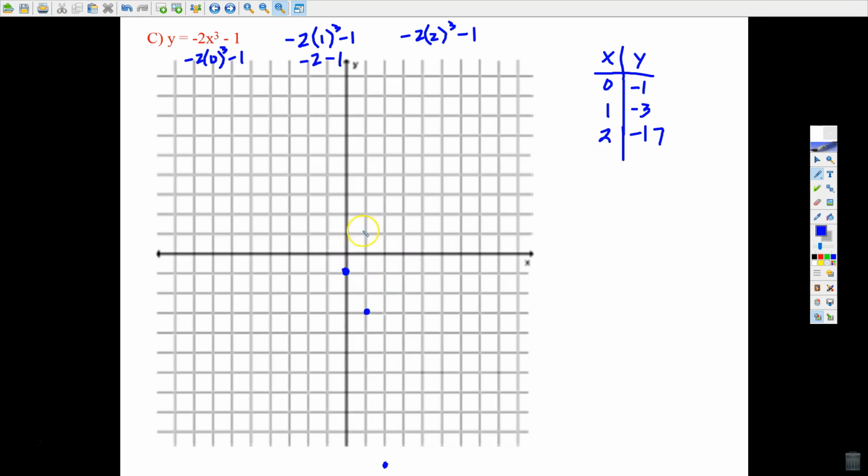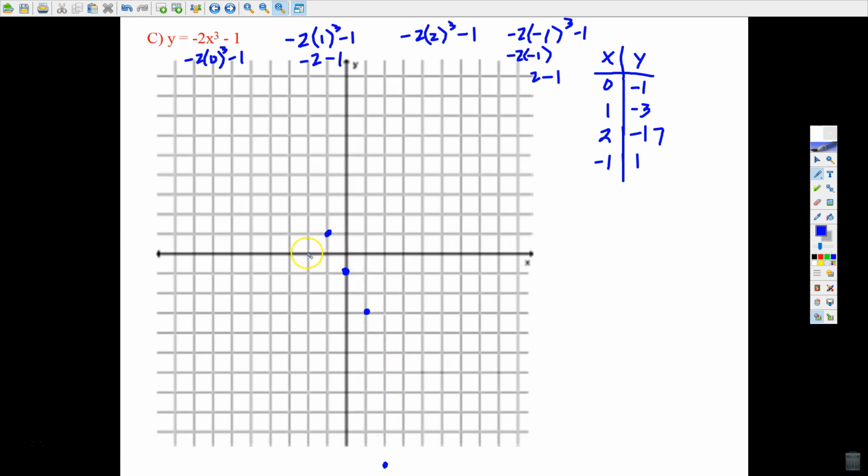Well, now let's try some numbers going the other direction, like negative 1. Okay, so negative 2 times negative 1 cubed minus 1. So negative 1 cubed is negative 1. And negative 2 times negative 1 is positive 2. And then you do positive 2 minus 1, and you get positive 1. So there's an ordered pair on this line, or curve, negative 1, 1. So you can kind of see it taking shape a little bit.